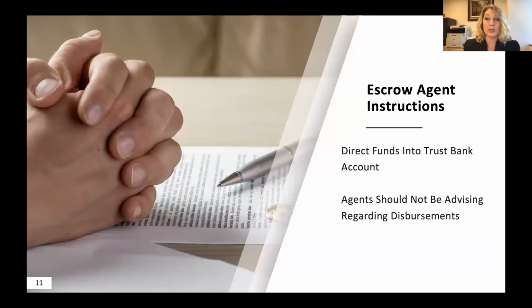When should disbursements be done? How should they be done? Where should they be done? Is everything wrapped up? Because you're just dealing with the real estate. There may be some other issues that you are unaware of.